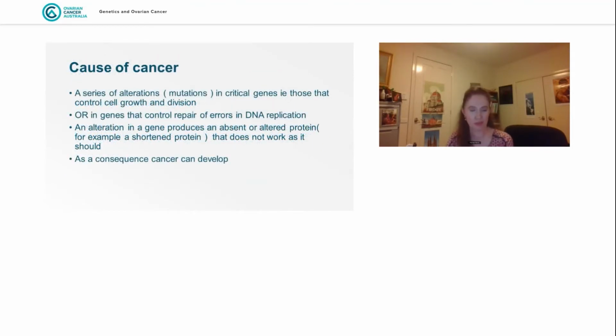Just wanted to touch on what is the cause of cancer. In short, we don't know, but it involves a series of alterations or mutations in critical genes that control cell growth and division, or in genes that control repair of errors in DNA replication. An alteration or change in the code in a gene results in a protein that is somehow altered. It may be absent, it may be shortened, and that protein doesn't work as it should. It doesn't do its job. As a consequence, cancer can develop, and we don't really know why. For example, a BRCA1 gene change causes cancers, particularly at some sites like breast and ovary, and not at other sites.